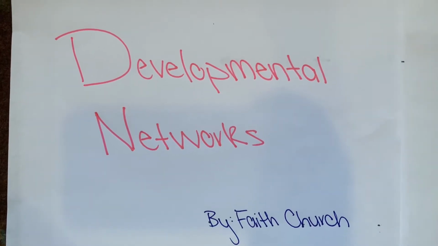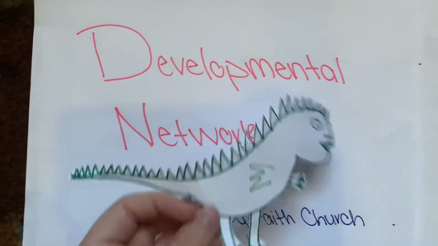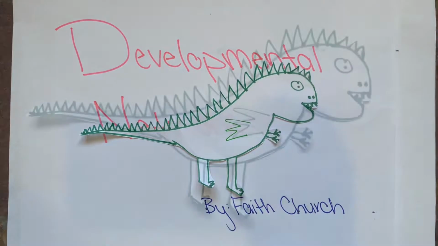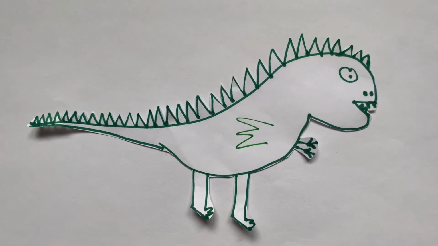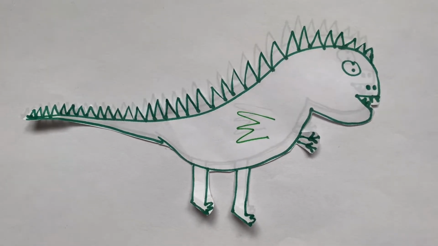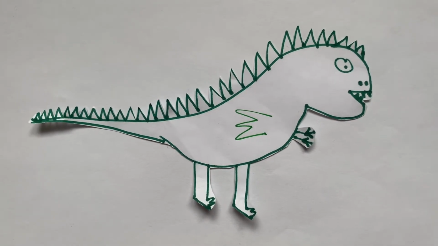Hi everyone, today we're going to be discussing developmental networks, and to do so, we're going to be using my friend Donnie as our example. This is Donnie the dragon. Earlier today, Donnie walked to the river to go get some water. He saw his reflection and wondered why there are spikes only on some parts of his body. Well, today we're going to help Donnie figure this answer out.